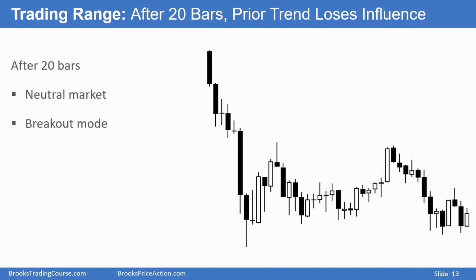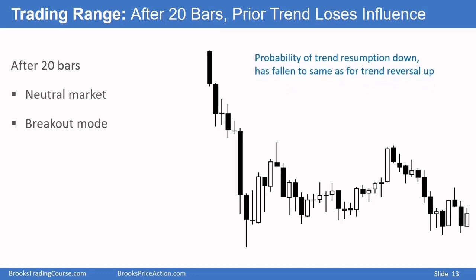The market's neutral, and then it's in breakout mode. 50% of the time, the first breakout fails, like here. We have a triangle or a tight trading range. We have a bull breakout that fails. And ultimately, a breakout up or down, 50% chance it'll be up, 50% chance it'll be down. But after about 20, 30, 40 bars, the probability of trend resumption down becomes the same as the probability for trend reversal up.